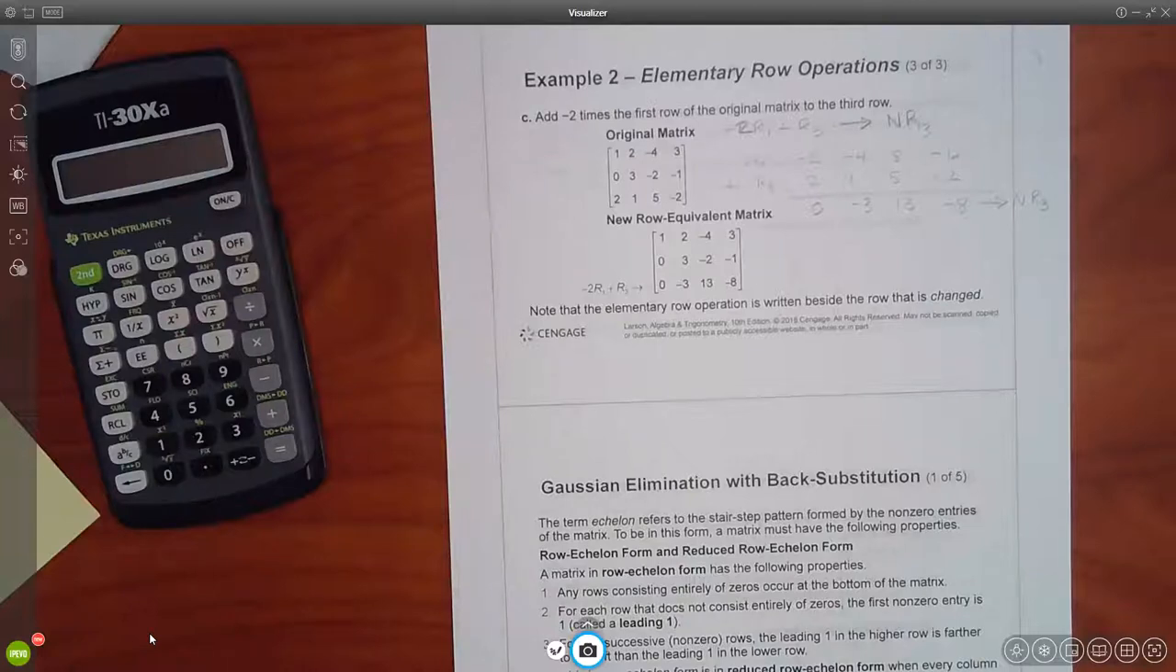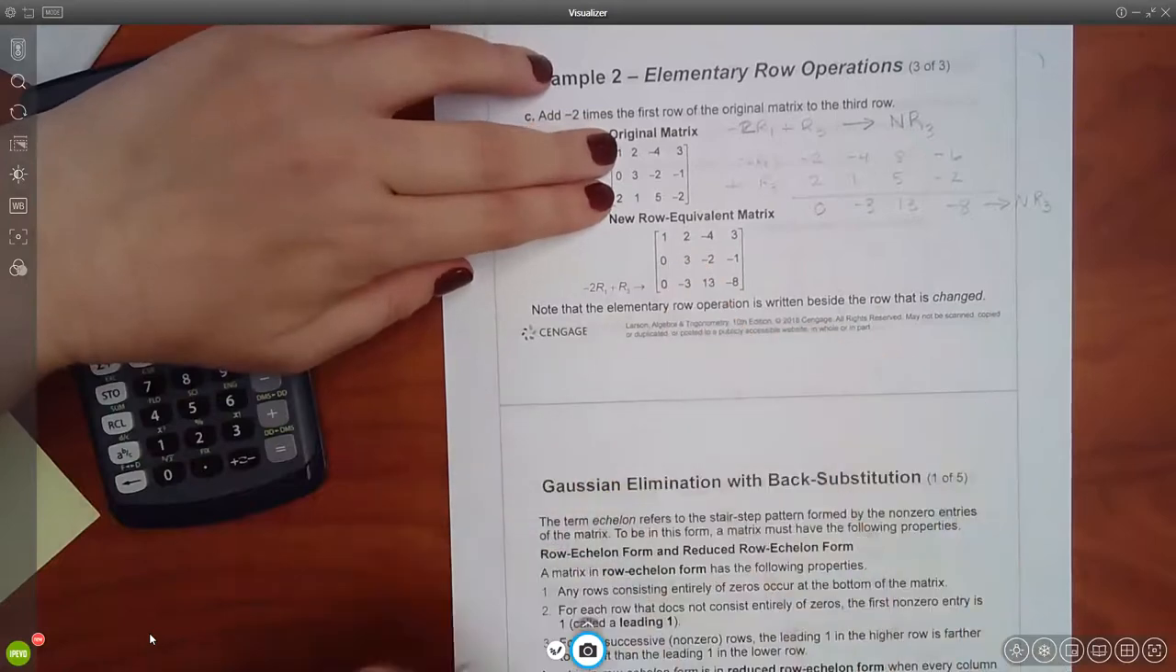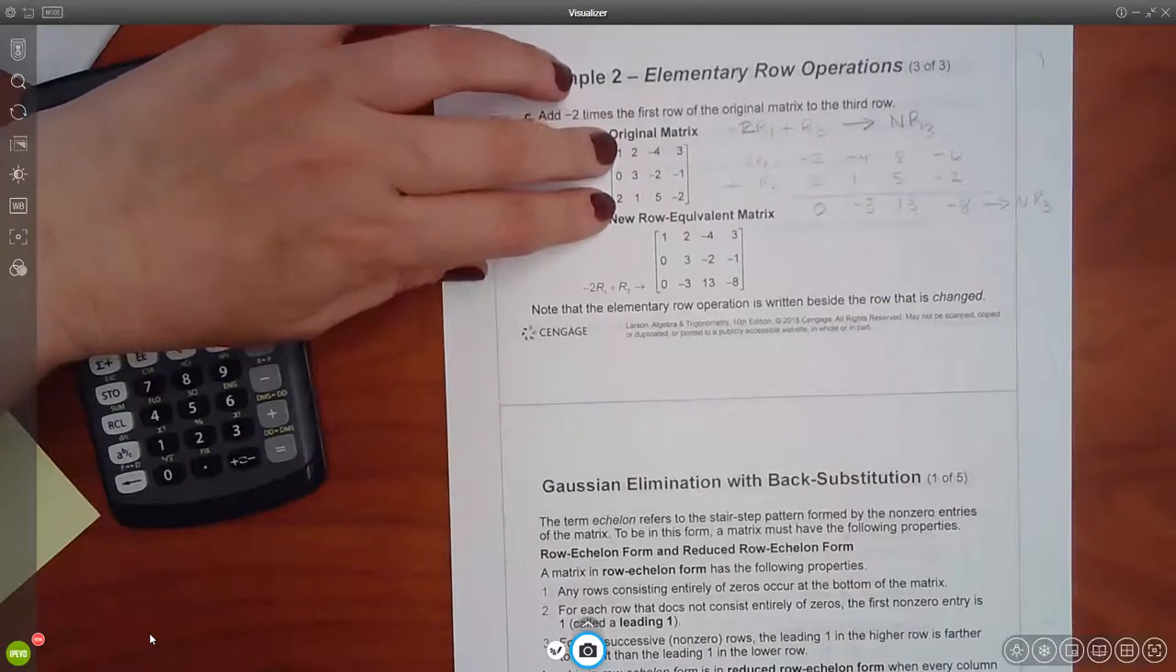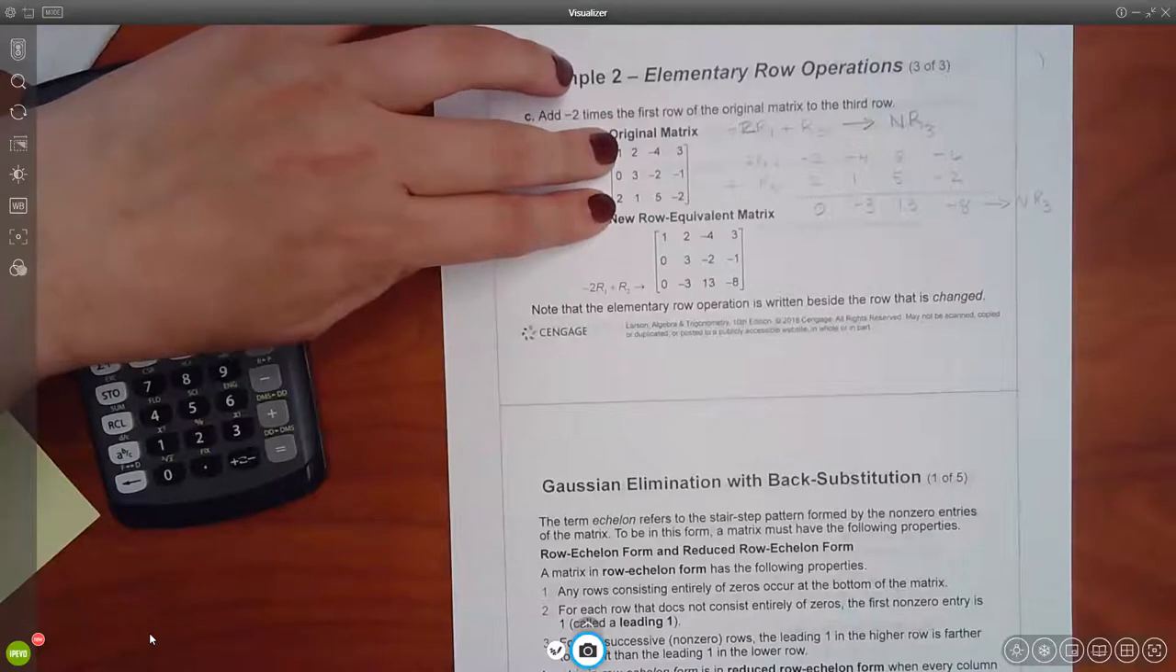Now, they are doing elimination here. They're eliminating this first guy, right? Didn't you have a 2 and you had a 1? How can you make them eliminate? Only if they match the same number, but with opposite signs, which is what we were just doing, right?